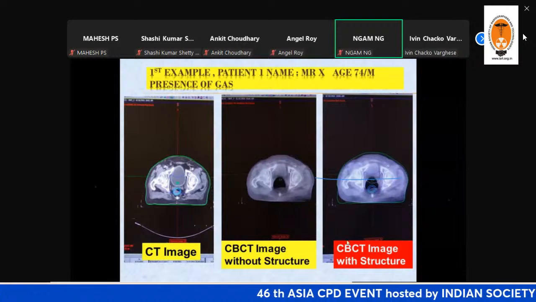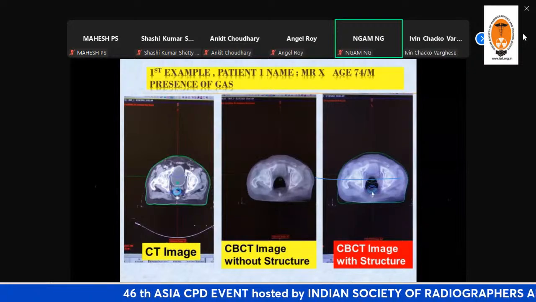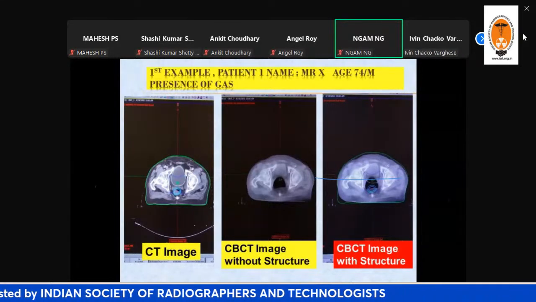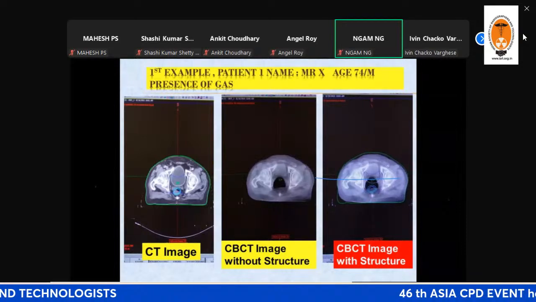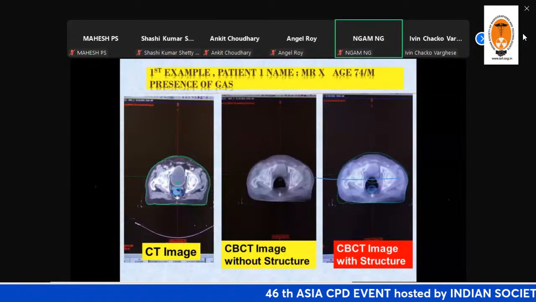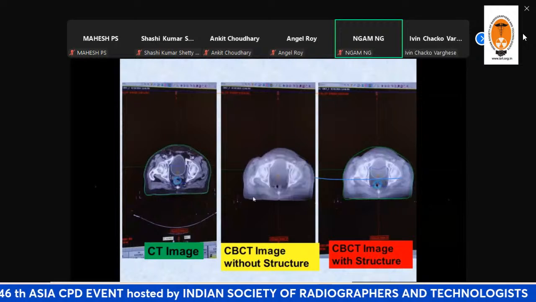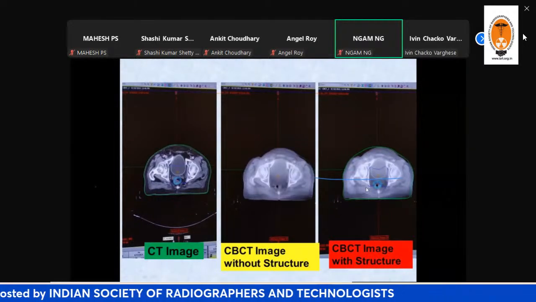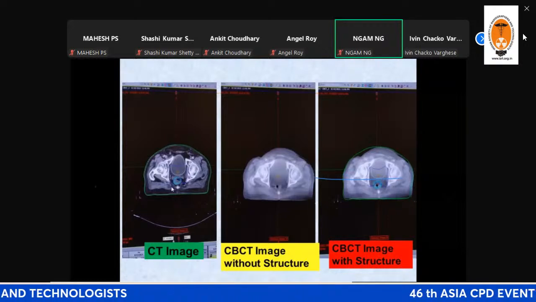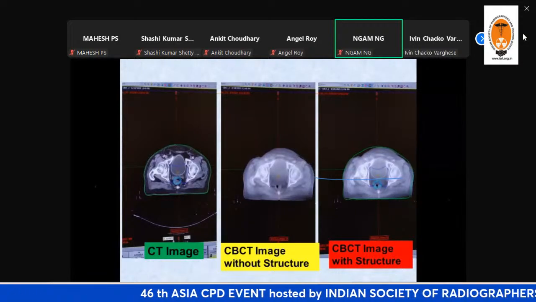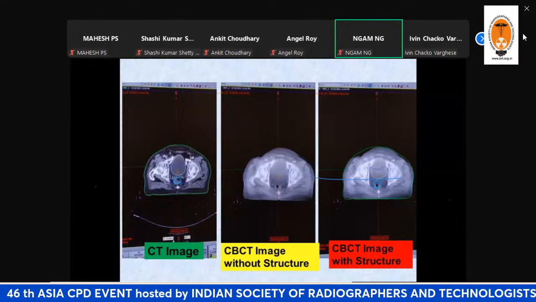When we look at the CBCT with structures, we see that the rectum has moved into the PTV margin. That means the rectum is going to receive a much higher dose compared to what we planned. So in this case we intervened, and an enema was given, and you can see the plan was corrected this way. The rectal position on the CT scan and the imaging were almost similar, and we could give an appropriate dose to the rectum.